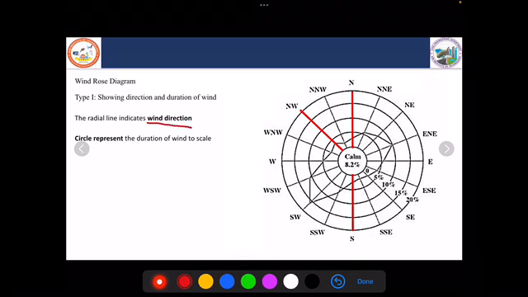You can divide the entire 360 degrees into the required number of divisions based upon the available data. One convenient way is dividing the entire circle into 16 divisions, each having an angle of 22.5 degrees. Or, depending upon what data is available, you can have a different number of sectors.